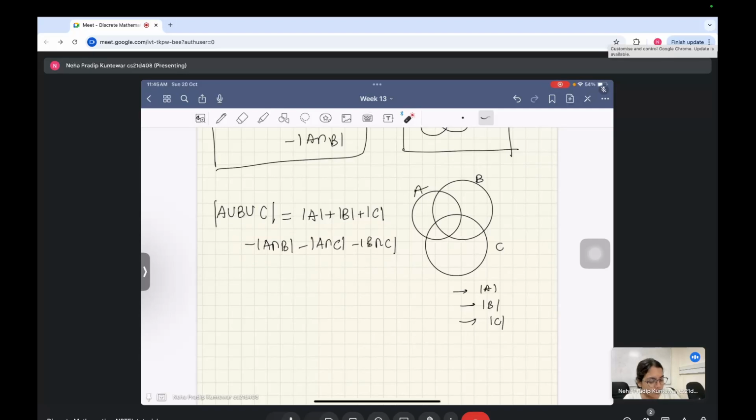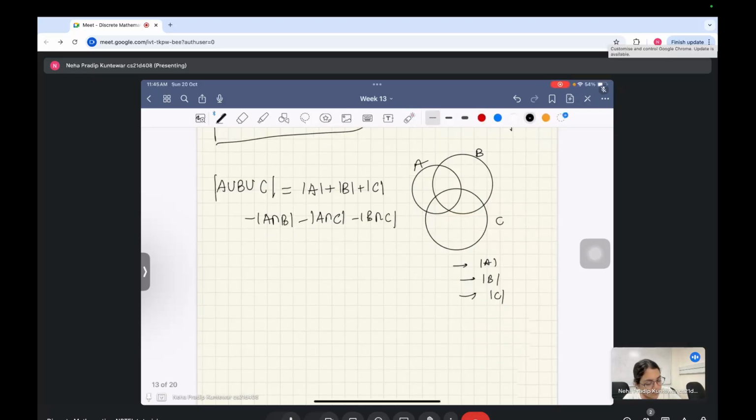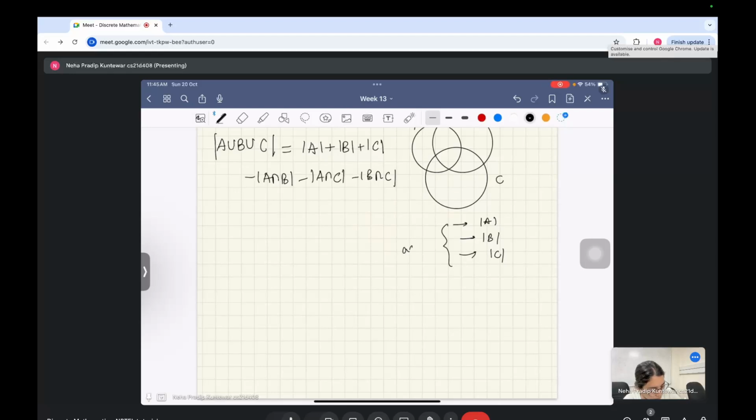So what happened to this count? We subtracted A intersection B, and therefore this part also got subtracted. When we subtracted B intersection C, again this part got subtracted. So we added this thrice, and then we subtracted it three times: once for A intersection B, once for B intersection C, and once for A intersection C. So this we subtracted three times.